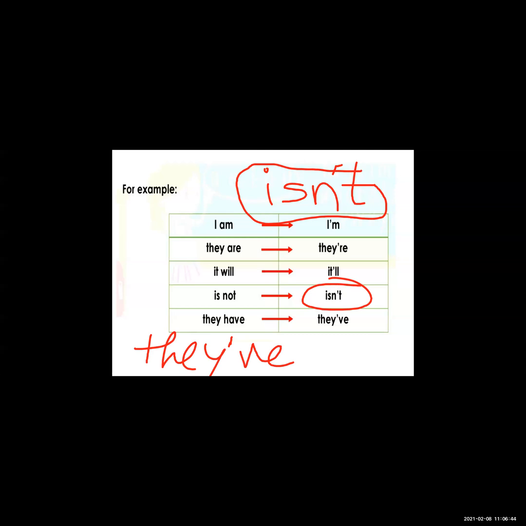So when you are going to read this in a paragraph, how will you read it? You will read they have. So these are the apostrophe examples. Now see the next slide.